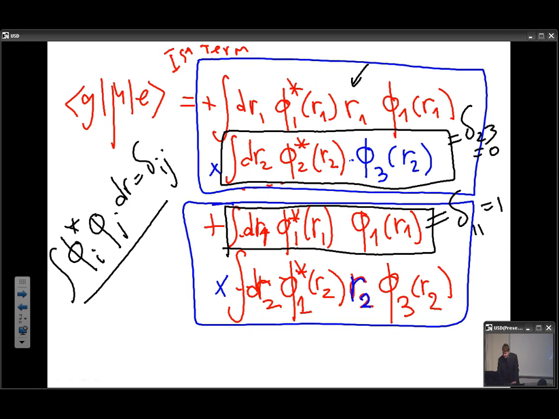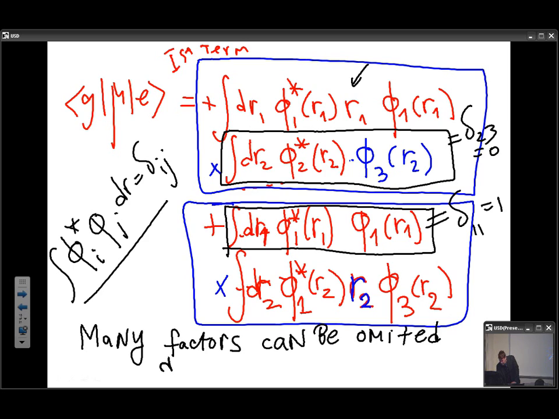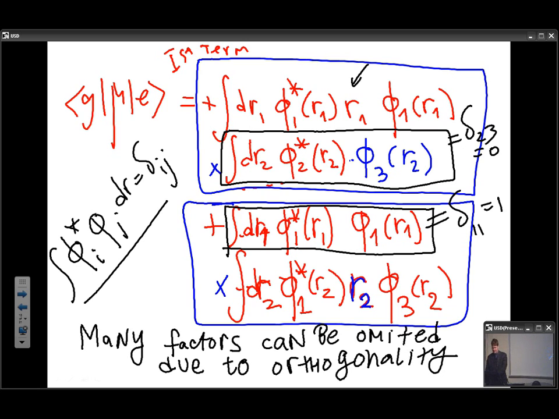So what we discovered here is that many factors can be omitted. If it is really so, here we are not going to prove anything. We are just showing one example, one case study. But if it is really so, then our life is a little bit easier than we originally thought.